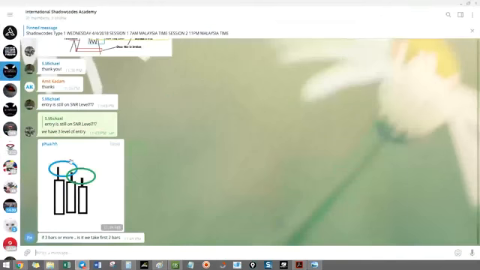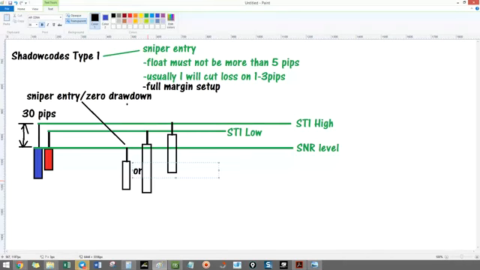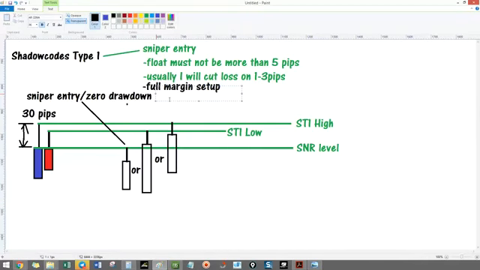This looks like a mushroom. Wait, if 3 bars or more, do we take the first bar? Oh, no, no, no, no. This is just an example, okay? This is just an example.